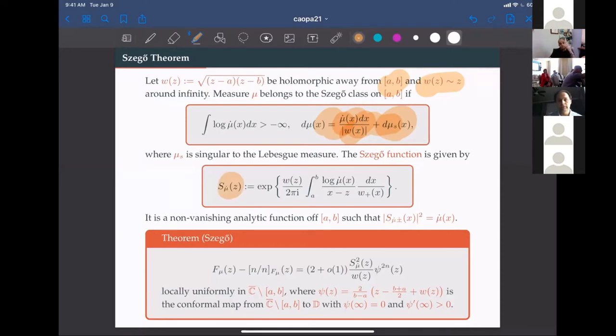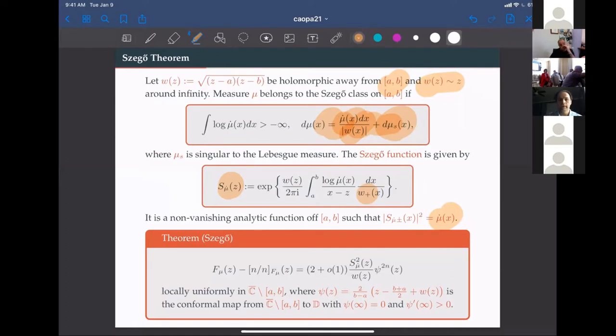This is simply the integral of log mu dot divided by W plus the traces of the square root from above on the cut AB against the Szegő curve. Again, it's not important what the formula is here, but what this function does. It's simply a non-vanishing holomorphic function off the interval AB such that if you take its traces from above AB or below AB, they exist almost everywhere. We take the absolute value squared of them, we're going to recover the function mu dot.